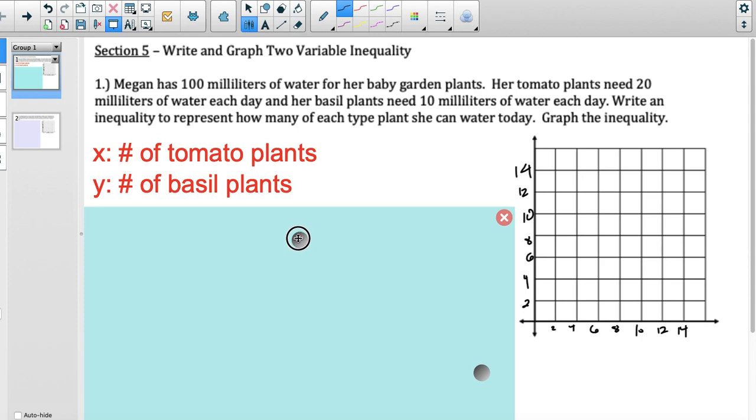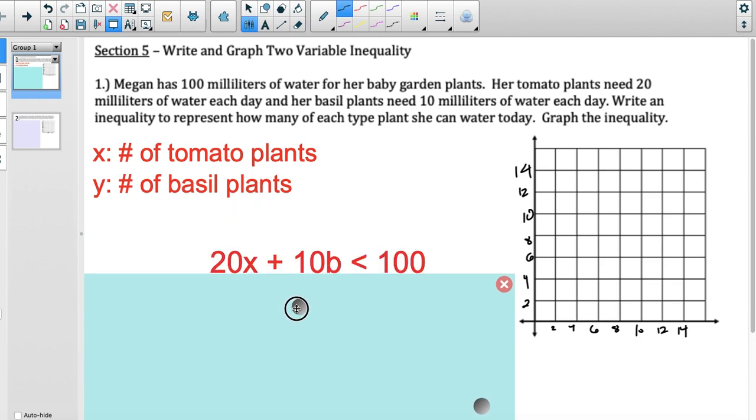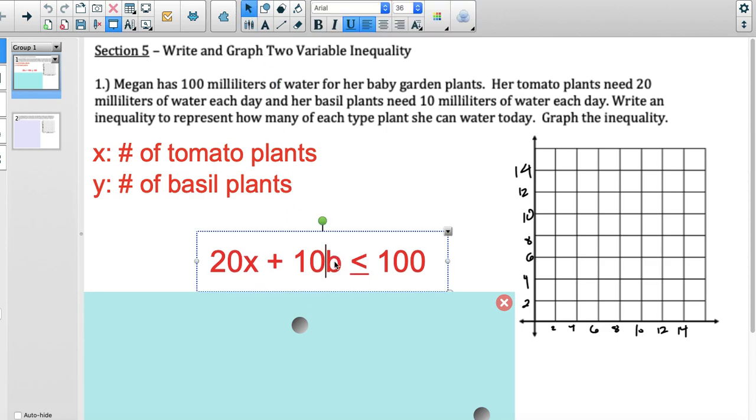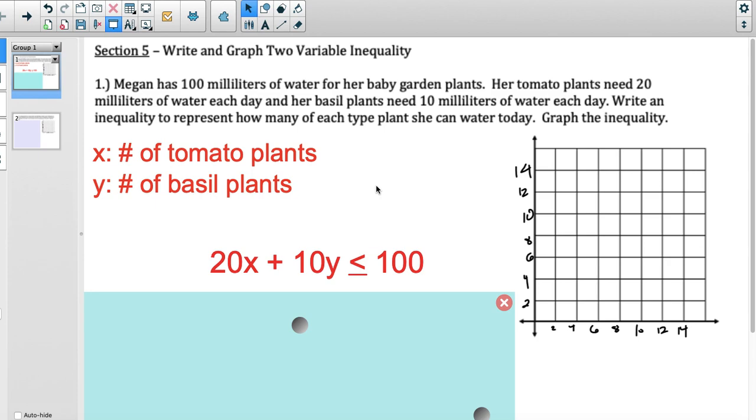And so each tomato plant needs 20, so we would say 20 times x plus 10 times B, which I have a little typo there. I changed it not to be B, but the variable y. Now that we have this written, we're ready to graph.